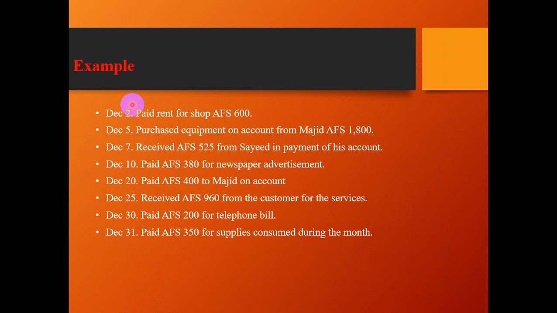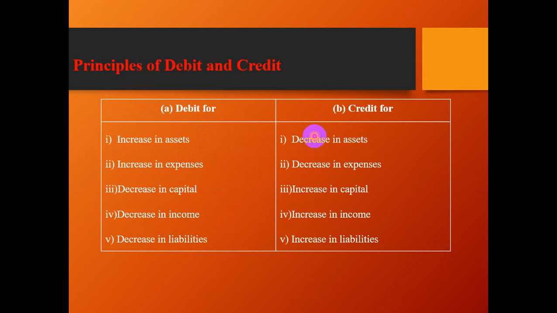So the name of Majid is coming in this transaction. When the name of Majid is there, we are purchasing some equipment from him. Is that on credit base or cash base? It is credit base, because the name is coming and there is no term cash along with it.